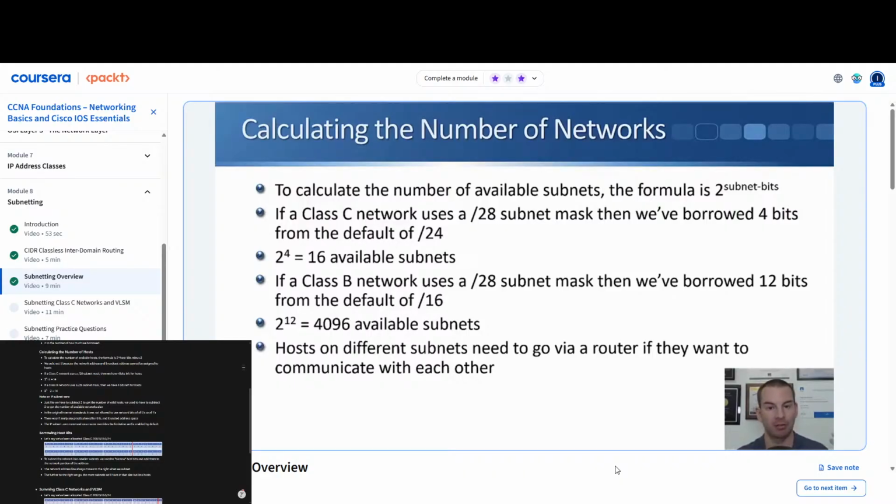To calculate this, it's dead easy. You can do it on your fingers. You start off with 2 and you just double. So I go 2, 4, 8, 16. I'm going to now have 16 available subnets.